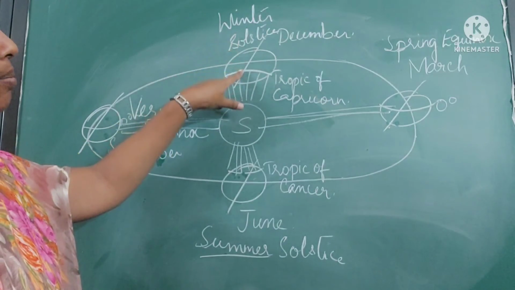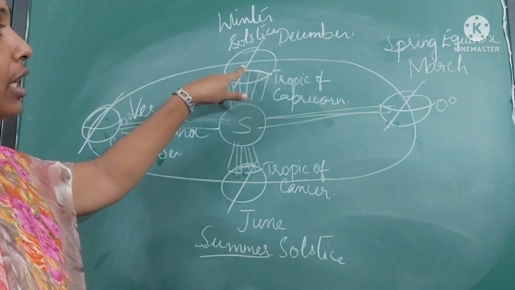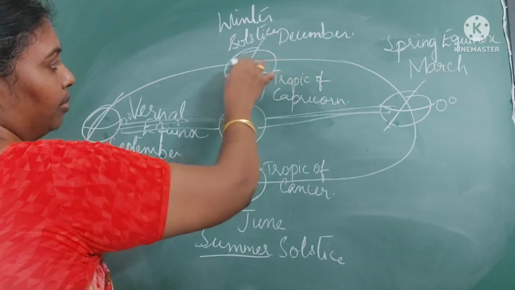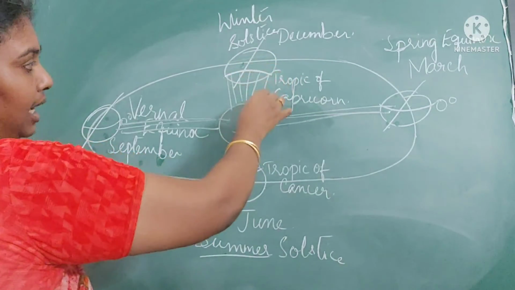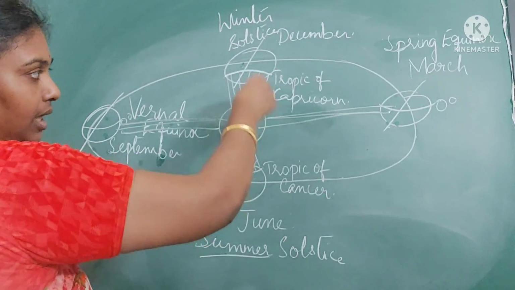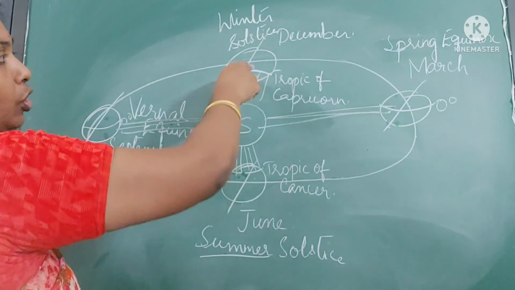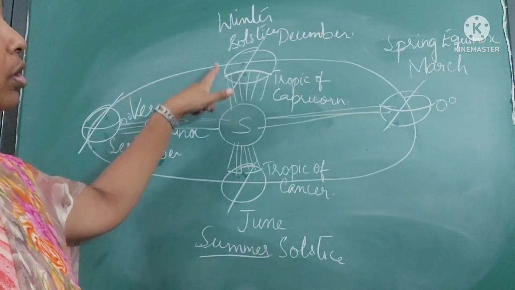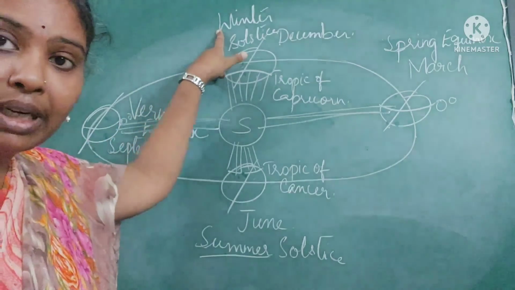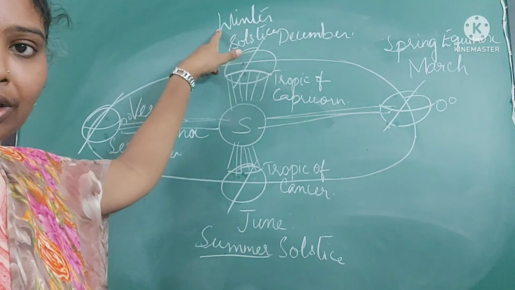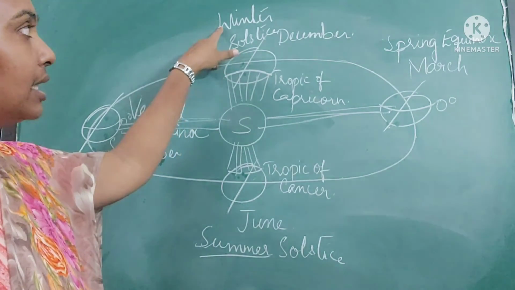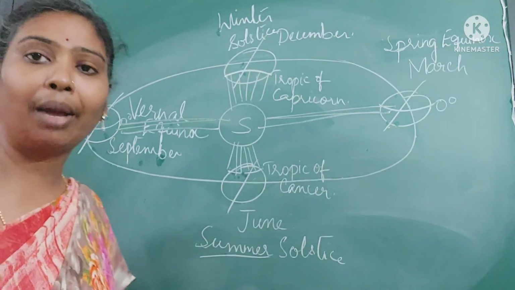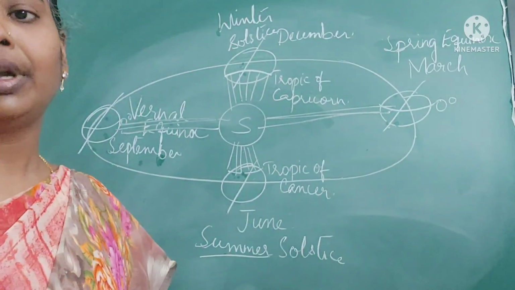Here in December, the length of the night will be more. See here, the northern hemisphere is away from the sun. The southern hemisphere is near to the sun. So the length of the night will be more, so we term it as winter solstice. The northern hemisphere terms it as winter solstice. Now coming to the characteristics of each one.